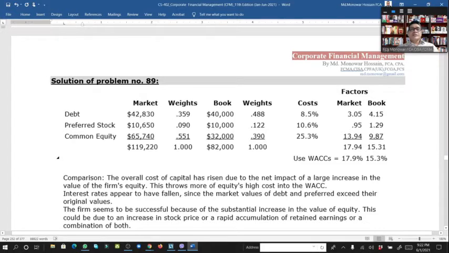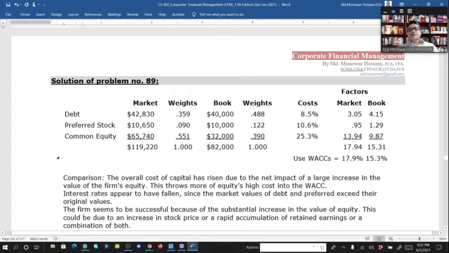How do we weight this one? This total market value comes to 119,220. So if 119,220 is 1, then 65,740 is 0.551. This way we calculate this, and also the book value. Total book value, as given in the question, is 82,000. So if 82,000 is considered 1, then 32,000 is 0.390.